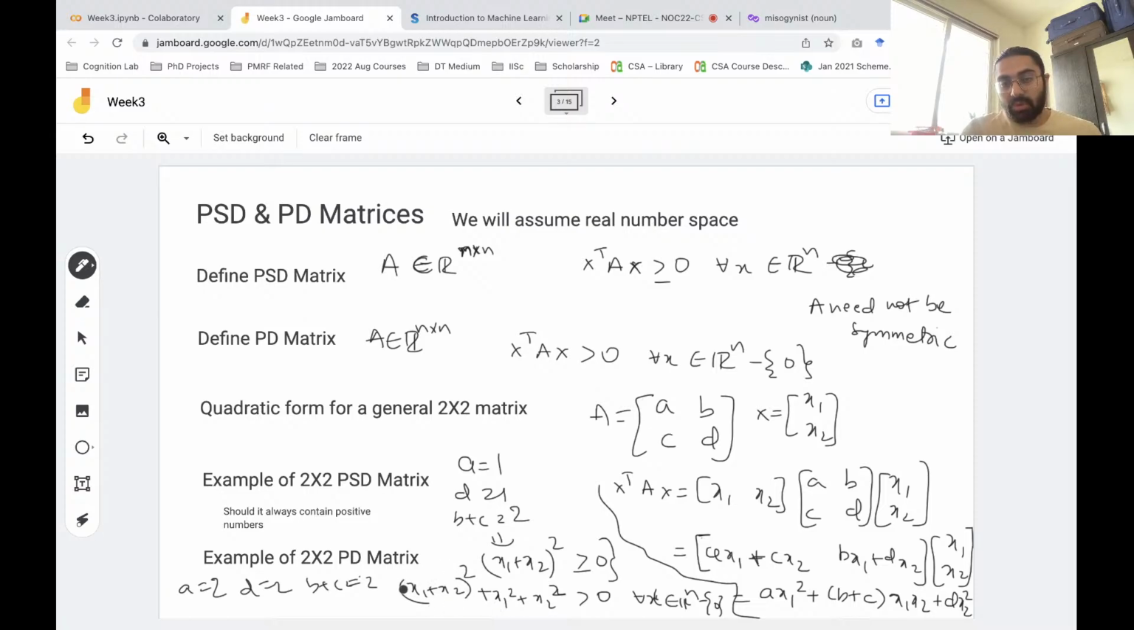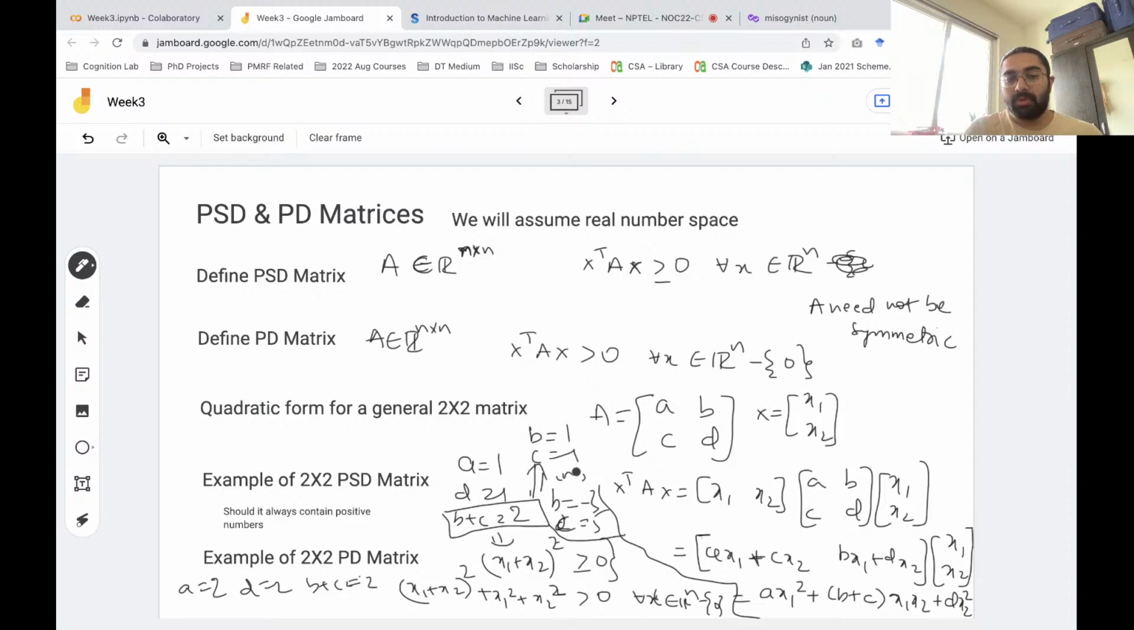Here, even though this is 0, this value will be 0 only when x is 0, right? So in such a way you can choose some a, b, and c and so on to make sure that you get some sort of a PD matrix or PSD matrix. Some examples of it. Now see, in this example, b plus c has to be 2, right? So I can choose b and c in any format. I can choose b as 1 and c as 1, or I can also do b as -3 and c as 5.